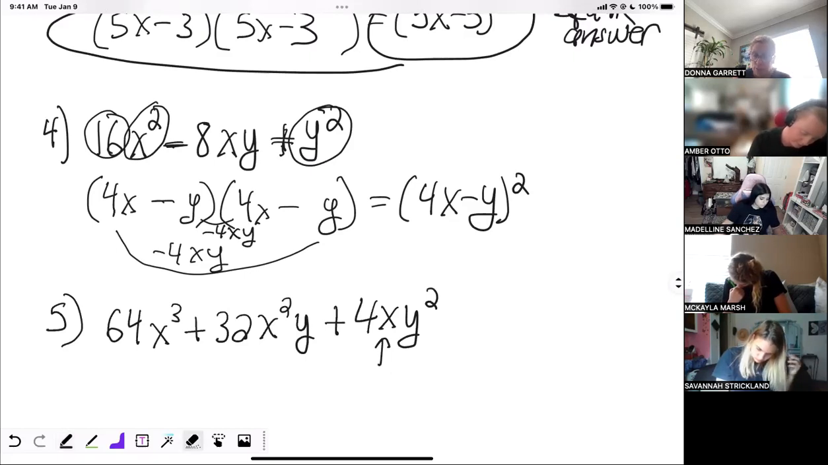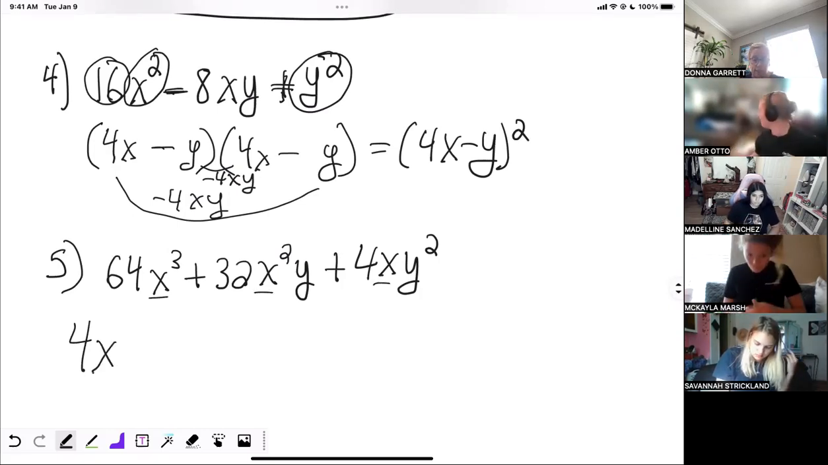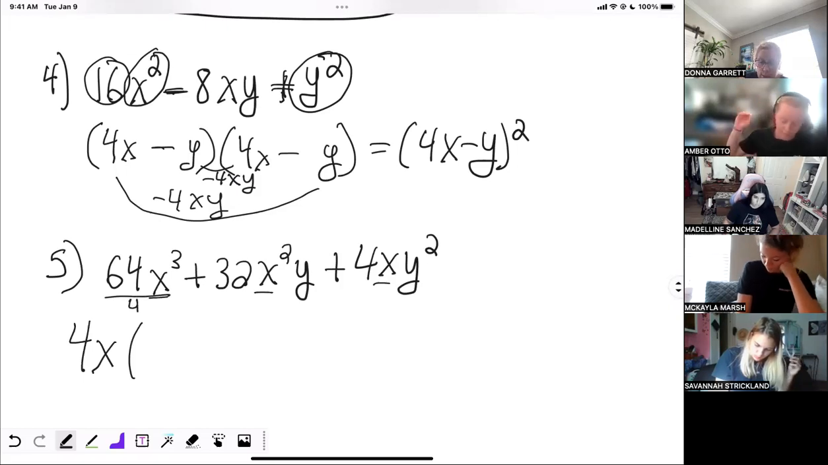Plus, then I look and go, okay, wait. They all have an x and they all have a number I can divide by. They don't all have y, so I'm going to have to do my greatest common factor first. So what number can I divide them all by? 4. And I look at my x's. I have an x to the third, an x squared, and an x. And I take out my lowest exponent, which is x. My smallest x, which is x. Now, I'm going to divide everything by 4x.